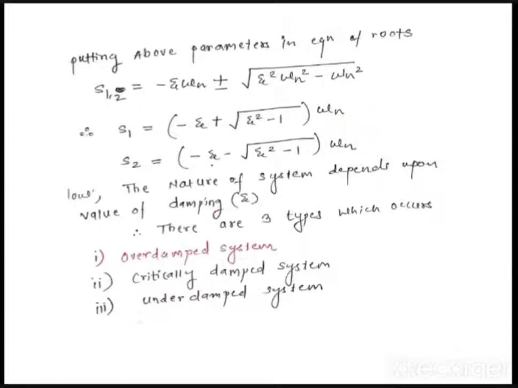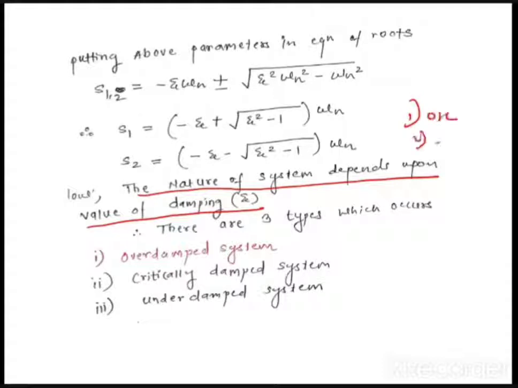Now I have told you that the nature of the system depends upon the value of damping zeta. What is the nature of the system? There are two types: one is oscillatory and the second is exponential, whether the system behaves oscillatory or exponential in the transient state. Transient state means the initial phase. Every system passes through the transient phase and reaches the steady state. We call it a stable system, and as engineers, we should always design a stable system.